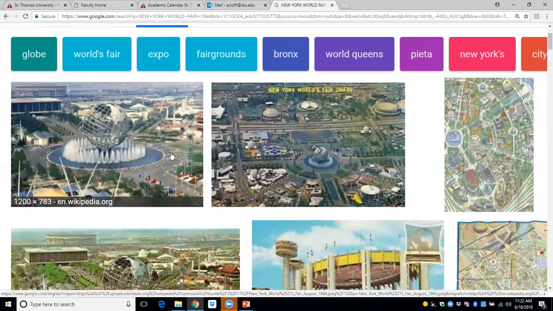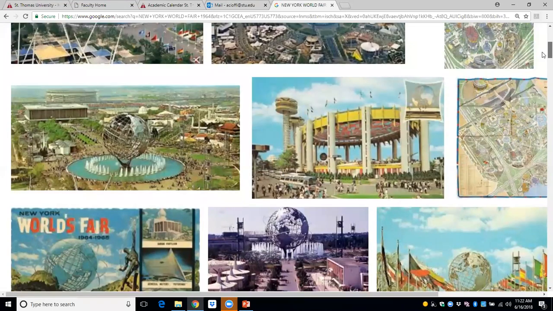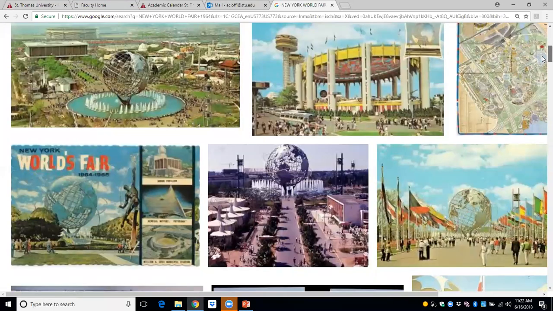They never moved that globe to Disney World. It's in the same one at Epcot. Is it really? Maybe, no, I don't know. It's probably a newer one. Yeah. But this was the World Fair going on back then.